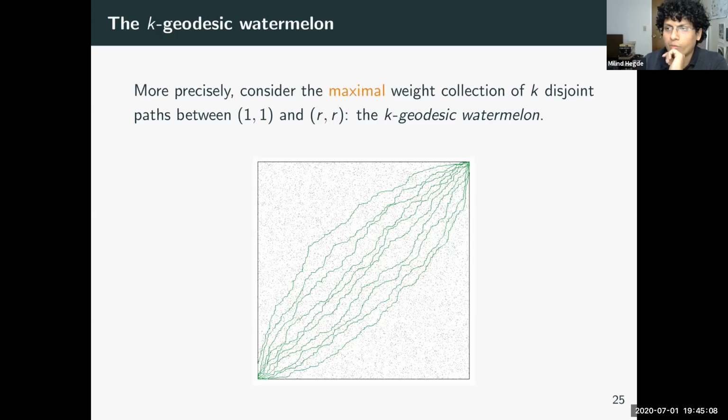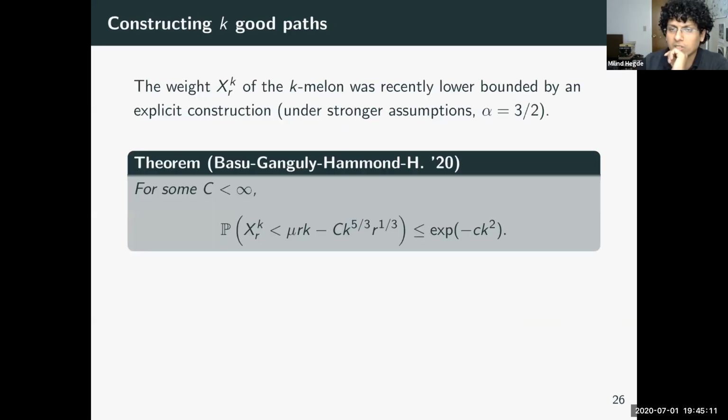So there's a recent preprint which we use, which estimates the probability of the weight of the geodesic watermelon. So this preprint is with Riddhi Basu, Shirshendu Ganguly, my advisor Alan Hammond, and myself. And what it shows, or one result in it, is that the probability that the geodesic watermelon's weight is small is itself very small, e to the power minus k squared. So notice that by small, we mean k to the 5/3 times r to the 1/3.